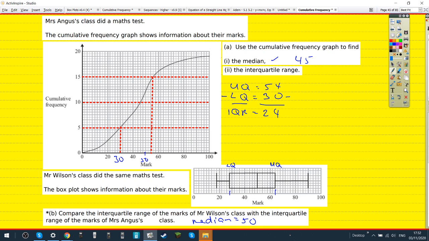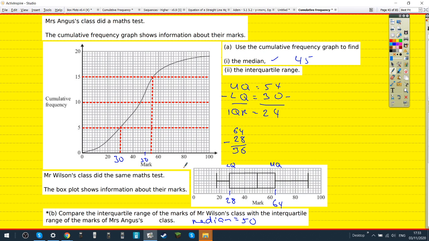So the lower quartile is around 30, and then the upper quartile is 64, and take them away, and that is 36. So 36 is the interquartile range.